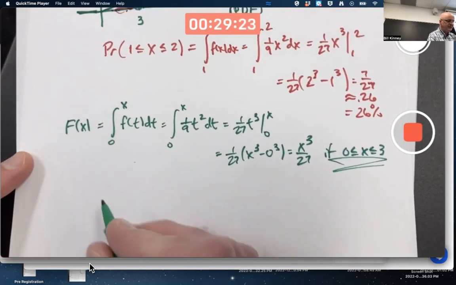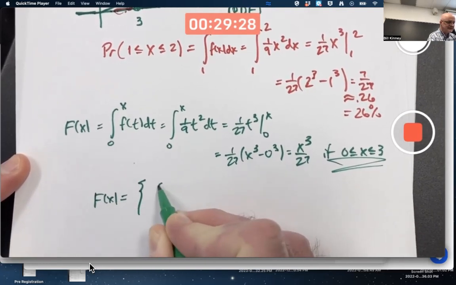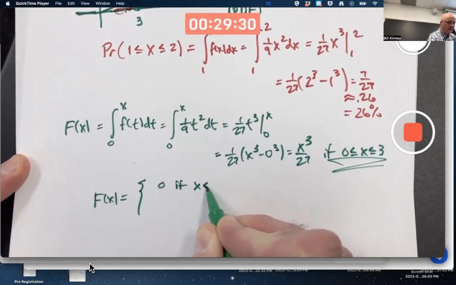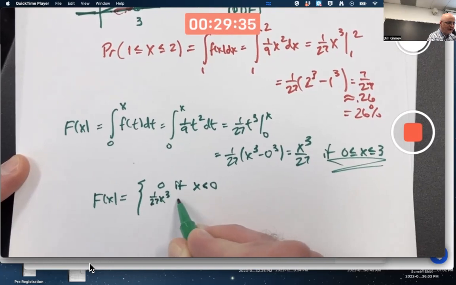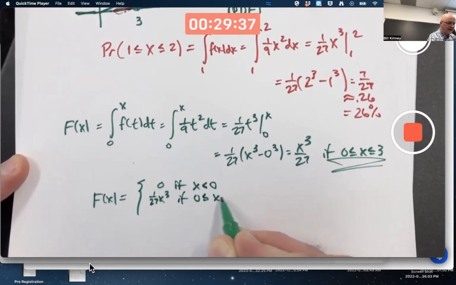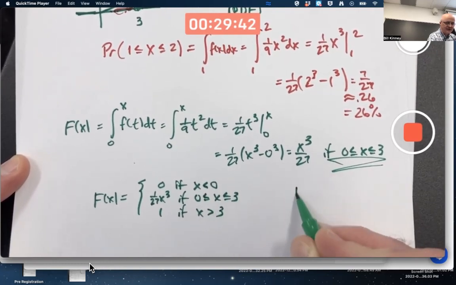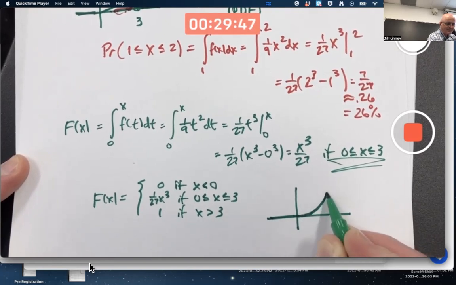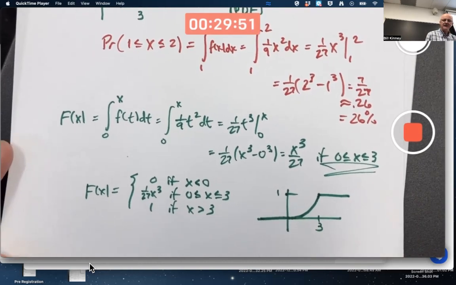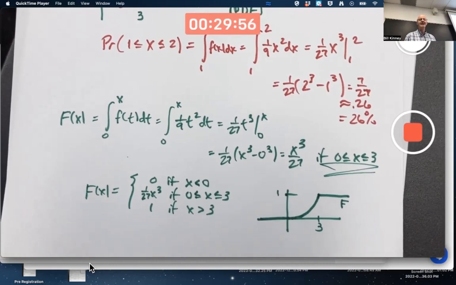So capital F of X is ultimately a piecewise function. You can say capital F of X is 0 if X is less than 0, 1/27 X cubed if X is between 0 and 3, and 1 if X is bigger than 3. This is actually a continuous function, and its graph looks about like this. Here's 3, here's 1. That's what the graph of capital F looks like. In between 0 and 3, it looks like a cubic, 1/27 X cubed.